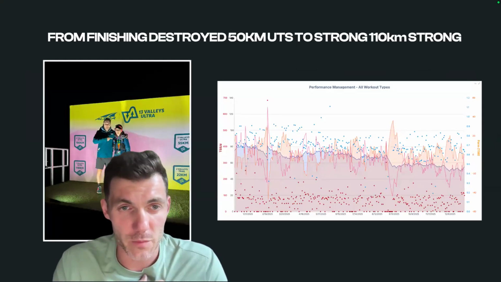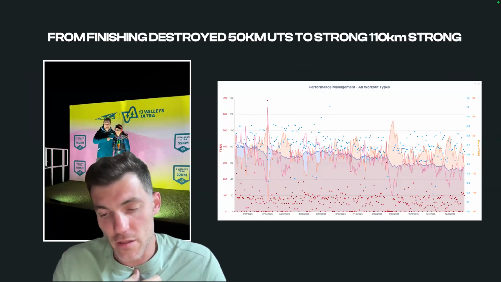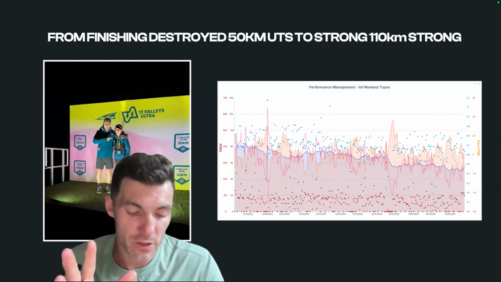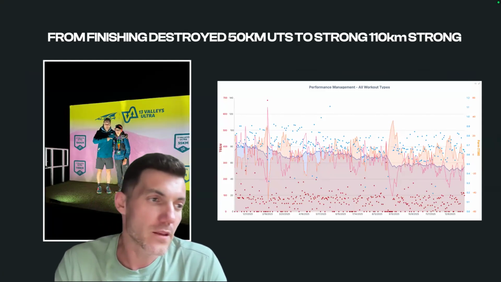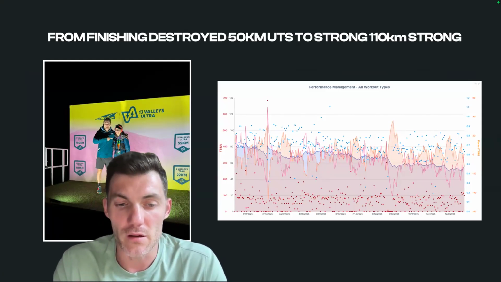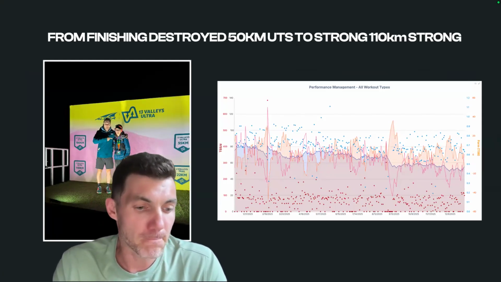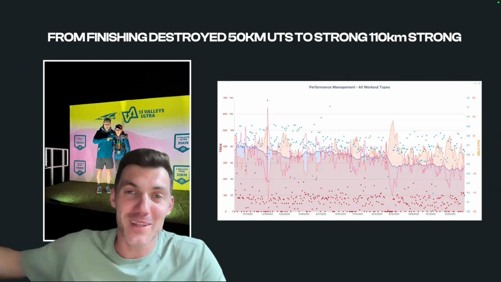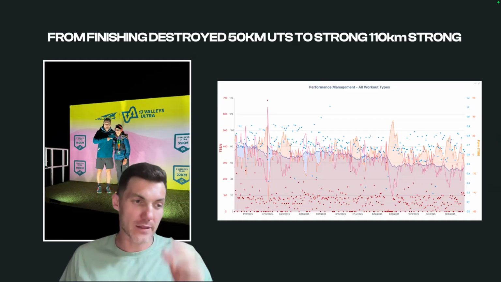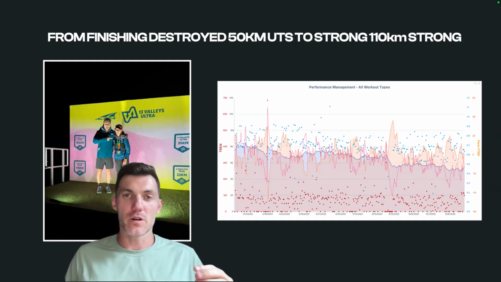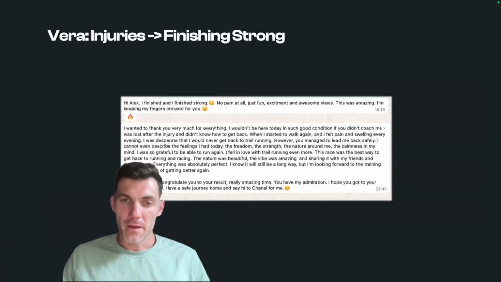Here's an example. Anya ran a 50K UTS here in the UK, and she finished destroyed. She came to me and said, "Look, Alex, I did 50K and I want to do 100K, but I don't want to feel like I felt when I finished," because she couldn't walk. So we did 110K. We worked together, and she finished the 110K Seven Valleys Ultra here in the UK. Strong. As you can see, she's standing. I was holding her, I'm joking. She finished strong. But if you look at her training peaks and her data for the past 12 months, you can clearly see that there was no structure. It was like, Saturday long run, short run, whatever.